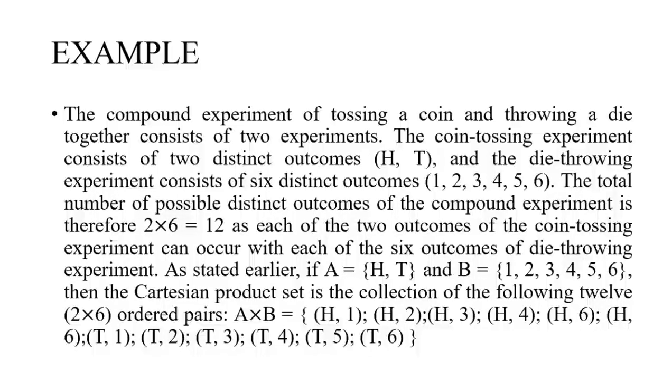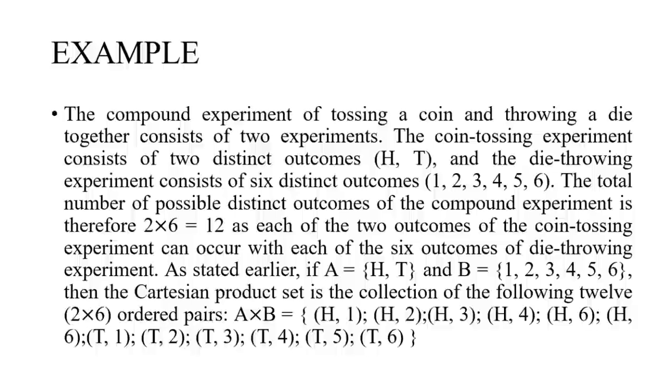According to an example, the compound experiment of tossing a coin and throwing a die together consists of two experiments. The coin tossing experiment consists of two distinct outcomes, that is head and tail, and the die throwing experiment consists of six distinct outcomes, that is 1, 2, 3, 4, 5, 6. The total number of possible distinct outcomes of the compound experiment is therefore 2 into 6, that is equal to 12.